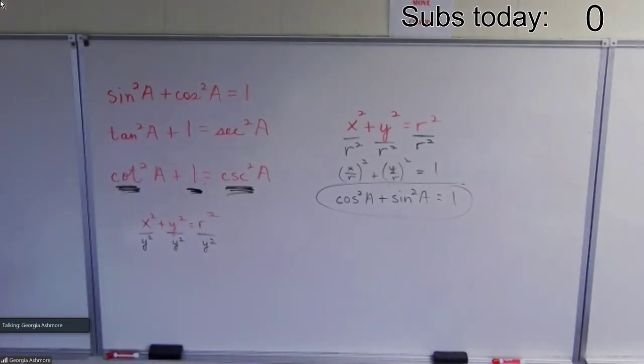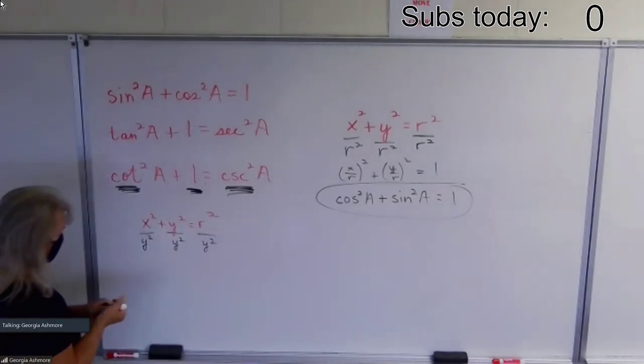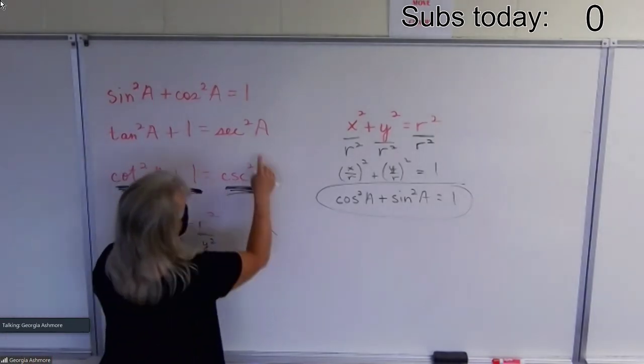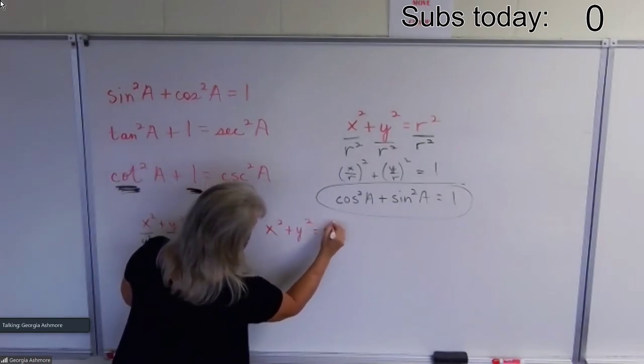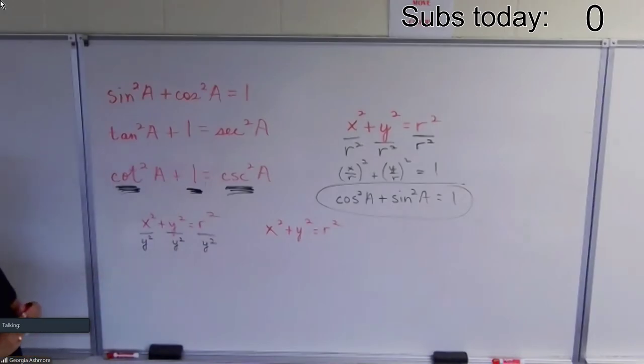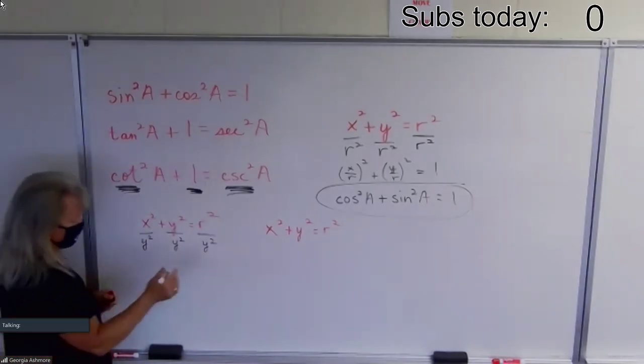And of course, how would I find the last one? Or actually the middle one. Divide through by... I did y squared. I did r squared. X squared.